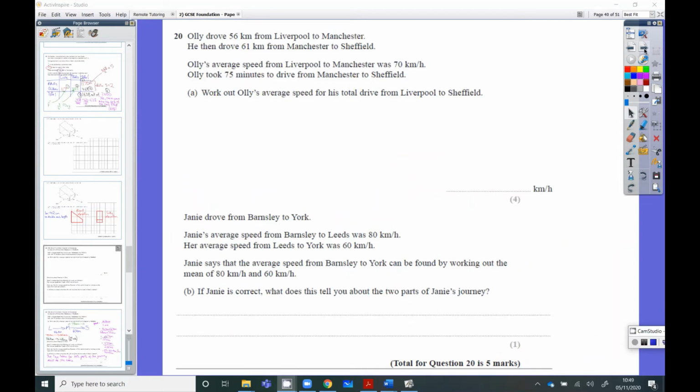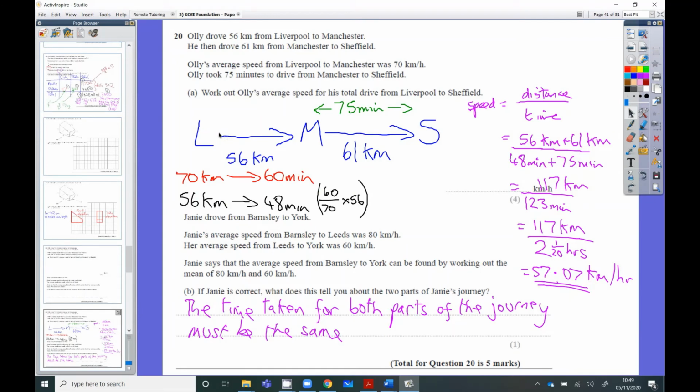Question 20. So let's just go and represent all this information on a little diagram. So we're going from Liverpool to Manchester to Sheffield. This is 56 kilometres, this is 61 kilometres, and this journey took 75 minutes. So we need to start off by working out in minutes how long it took to get from Liverpool to Manchester. Now we're travelling at 70 kilometres per hour.